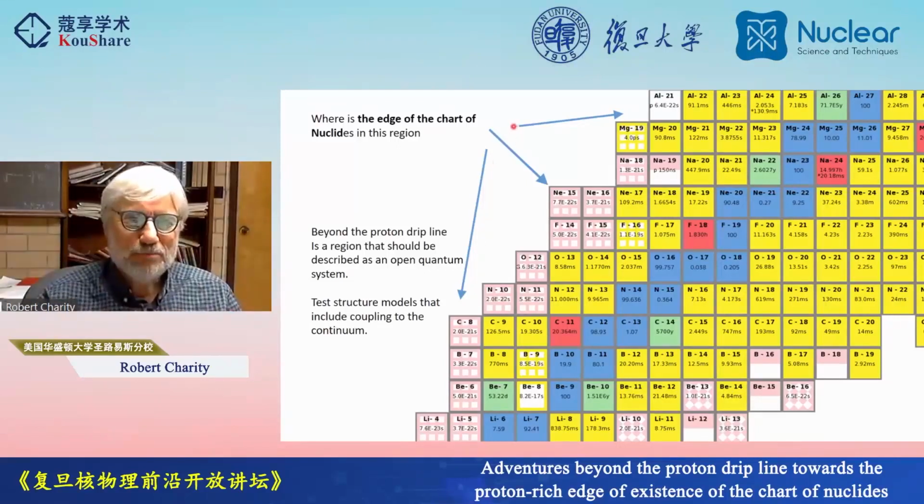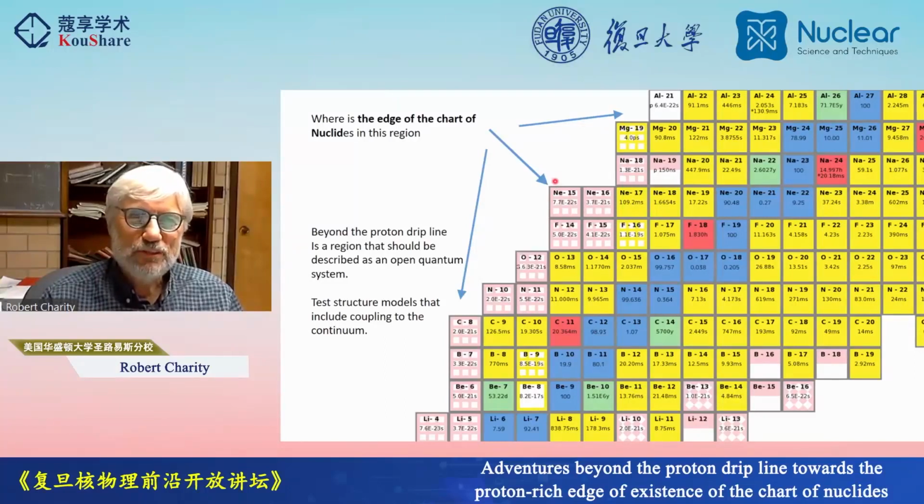The other interesting reason for investigating this is these are all open quantum systems. So you have unbound, in this case, unbound protons, and so these should really be described as an open quantum system. Most of your regular nuclear structure models are closed quantum systems. We don't include coupling to the continuum. So we're providing data to test such models, and that's another reason why we're doing it.